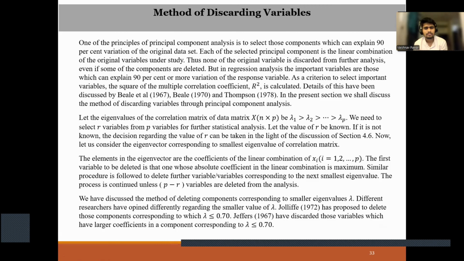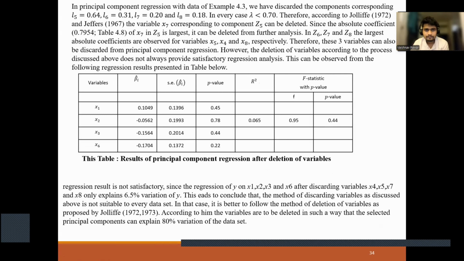We have to select those components whose lambda is greater than or equal to 0.70, that is, components with eigenvalues greater than or equal to 0.70, and we have to delete those components with lambda less than 0.70. We have to drop those components, and also the p minus r variables are deleted. This is nothing but our lambda criterion.